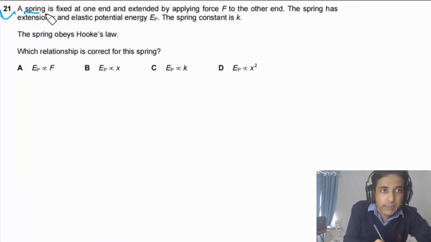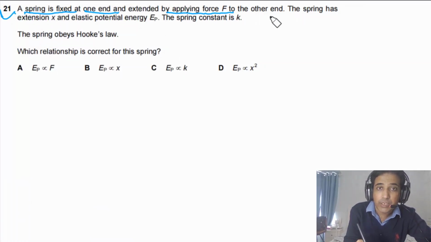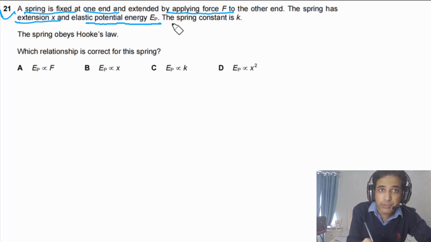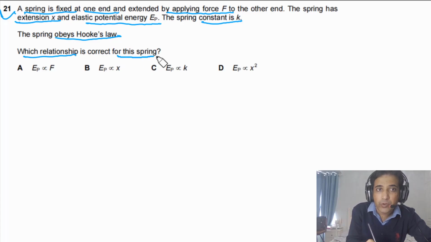Question 21 says a spring is fixed at one end and extended by applying force F to the other end. The spring has extension X and elastic potential energy EP. The spring constant is K. The spring obeys Hooke's law. Which relationship is correct for this spring?